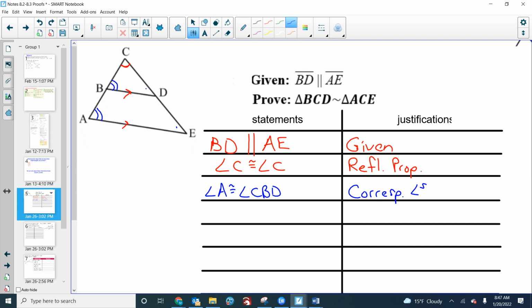A little harsh. All right, what do you think? Are we ready to say that they're similar? Yeah. So triangle BCD, similar to triangle ACE. And what would our similarity theorem be? AA, very good. We didn't talk about any sides in this one being congruent. Or, sorry, proportional.